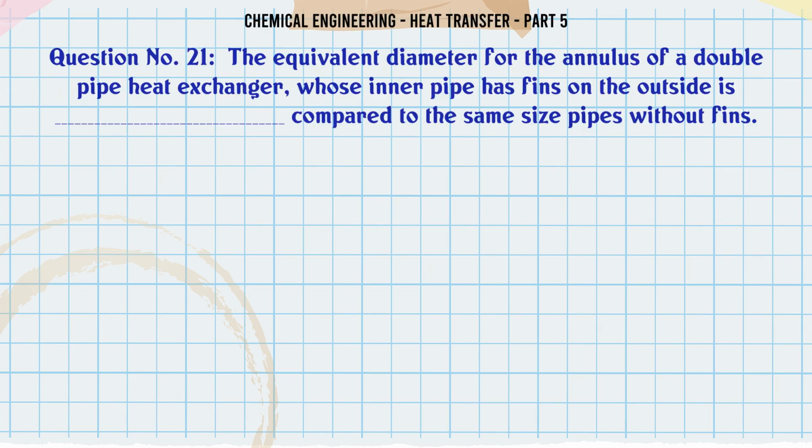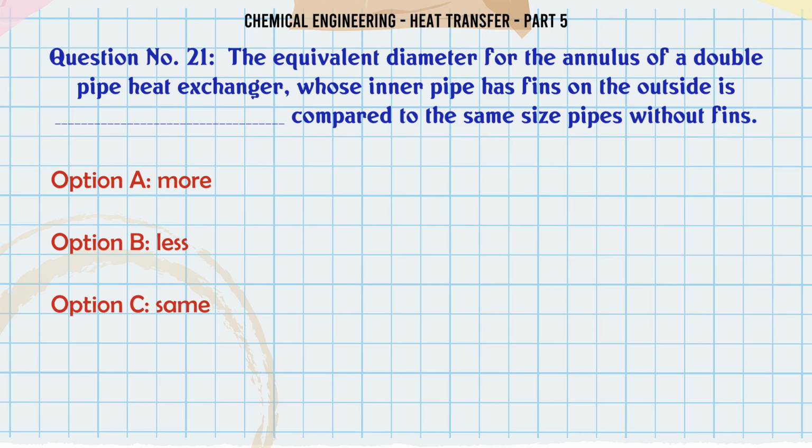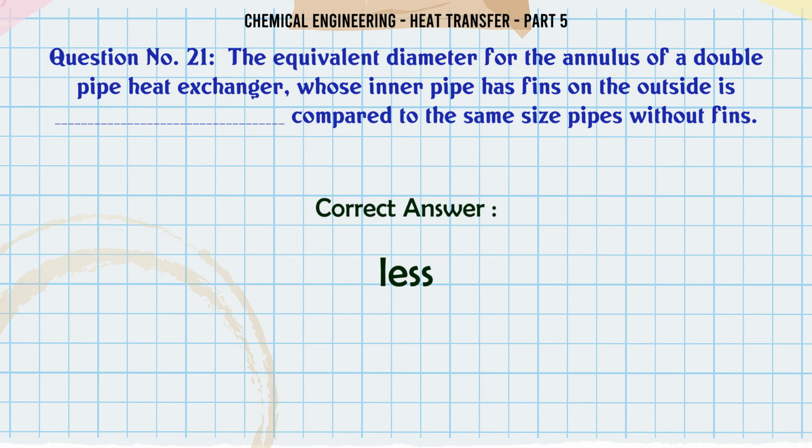The equivalent diameter for the annulus of a double pipe heat exchanger whose inner pipe has fins on the outside is ___ compared to the same size pipes without fins. A. more. B. less. C. same. D. unpredictable. The correct answer is less.